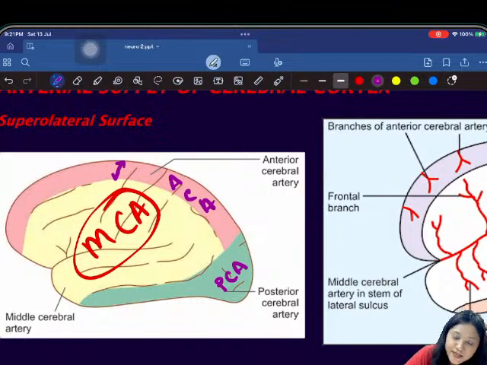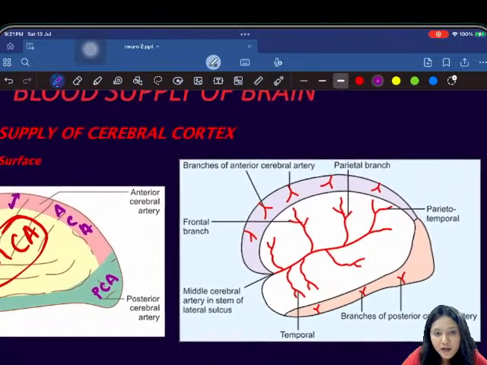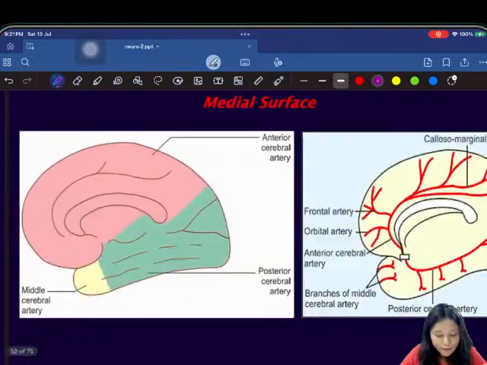So MCA. Okay, so MCA is supplying the major portion in the superolateral surface, only a small portion by the ACA, and the posteriormost part is by the PCA. Similarly, you can see the arteries here. Okay, what about the medial surface?